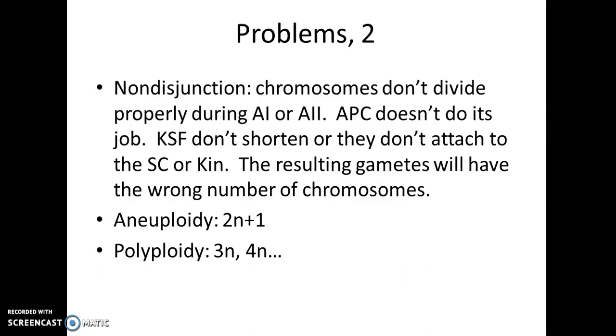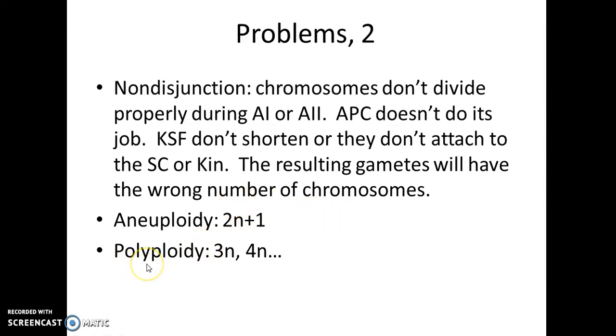Or you can have non-disjunction, where chromosomes don't divide properly during anaphase 1 or anaphase 2. The APC doesn't do its job. The kinetochore spindle fibers don't shorten or attach to the synaptonemal complex of the kinetochore. So the resulting gametes will have the wrong number of chromosomes, and that is called aneuploidy. Aneuploidy could be 2n plus 1, which means that's 46 plus 1, that's 47. It could be 2n minus 1, which is 45.